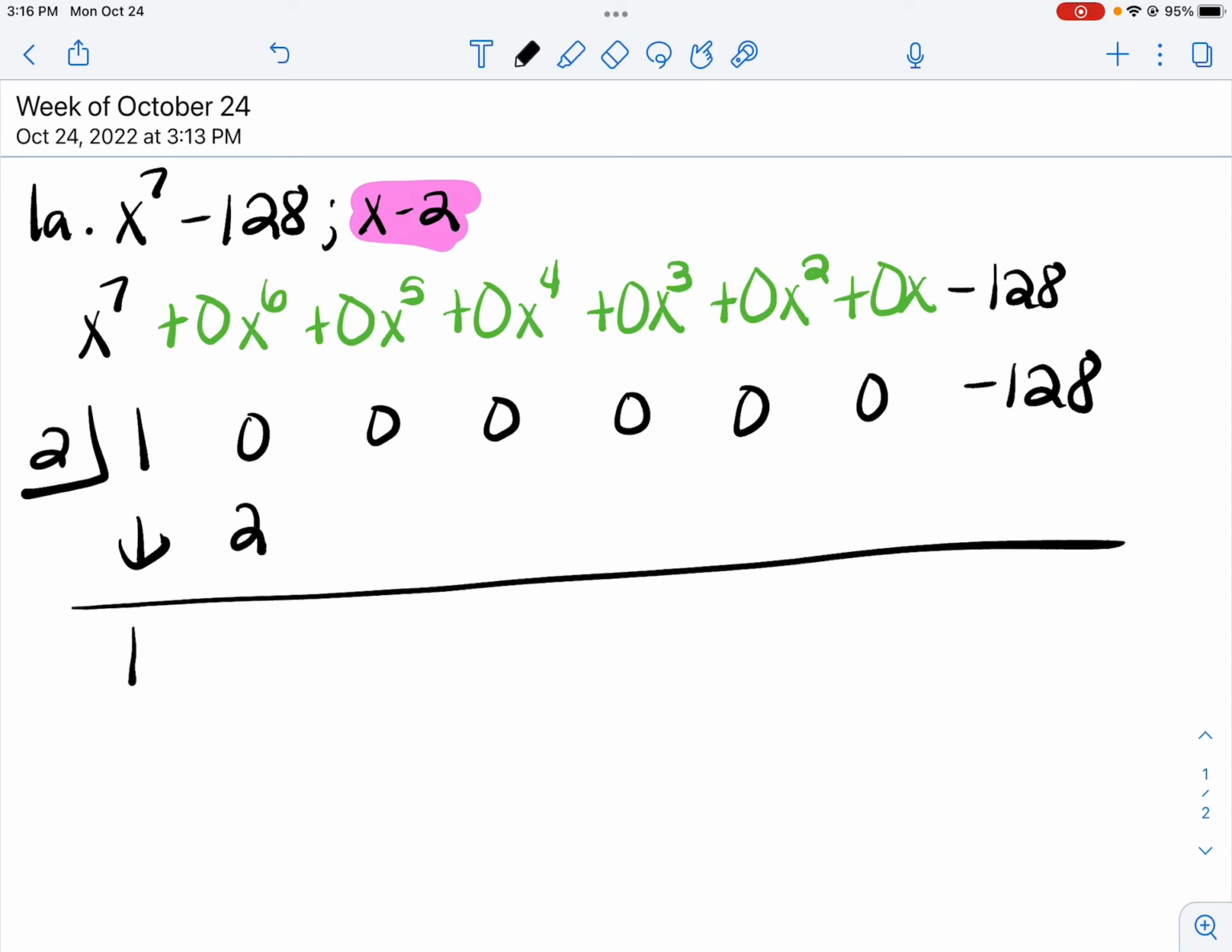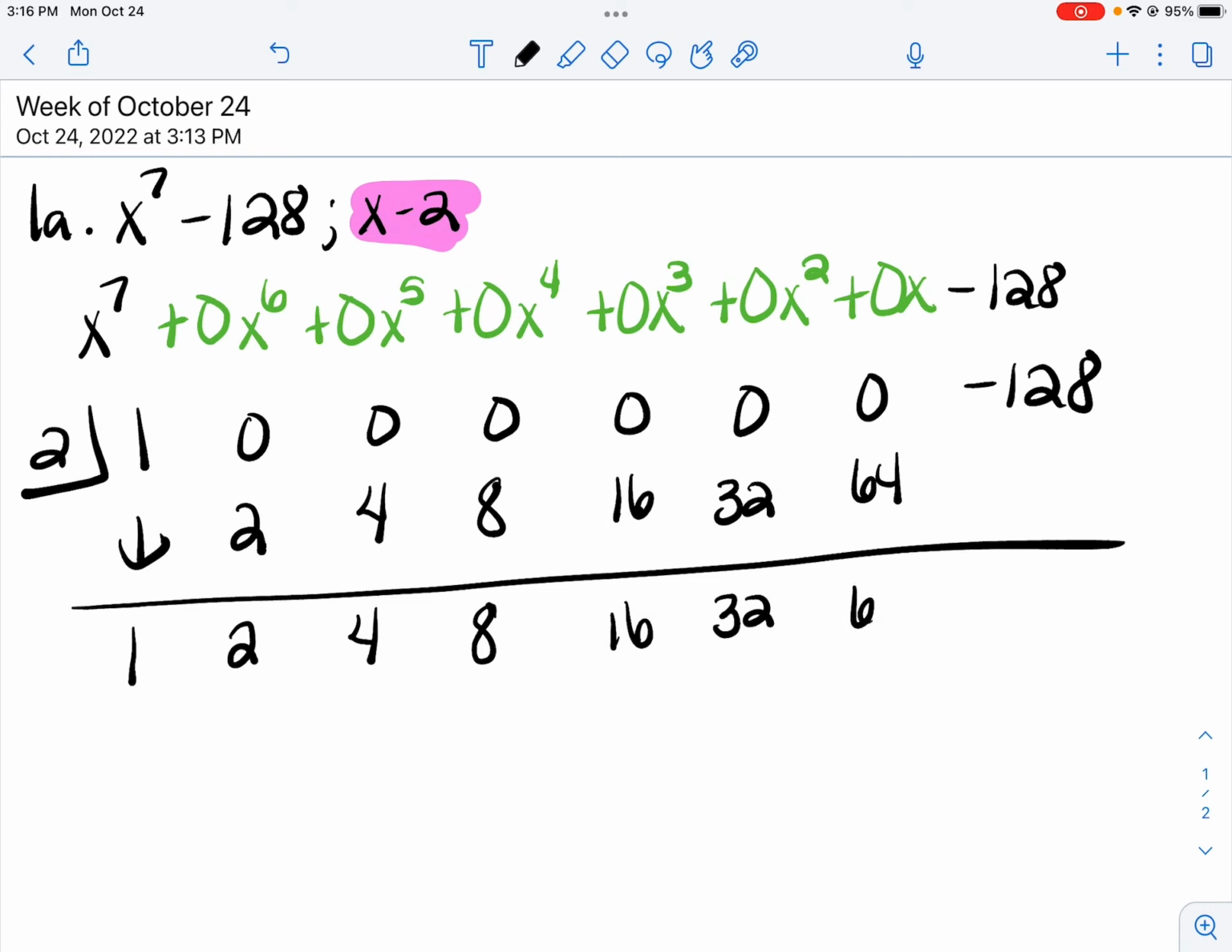1 times 2 is 2. Add that to the next column. 0 plus 2 is 2. 2 times 2 is 4. Plus 0 is 4. 4 times 2 is 8. 0 plus 8 is 8. 8 times 2 is 16. 0 plus 16 is 16. 16 times 2 is 32. And 0 plus 32 is 32. 32 times 2 is 64. 0 plus 64 is 64. And 64 times 2 is 128, leaves us with 0.